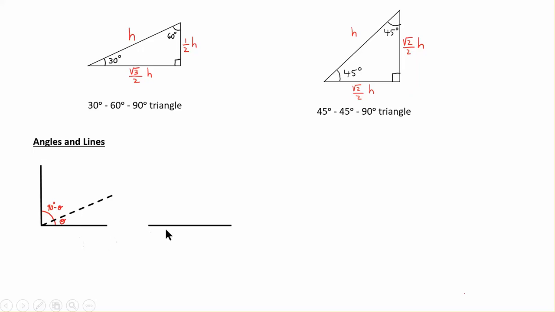Let's look at another example. Suppose I have a straight line, and I draw another straight line like that. Then if I call this angle here theta, then I know that the total angle from here all the way to here is 180 degrees, so this angle here must be 180 minus theta.